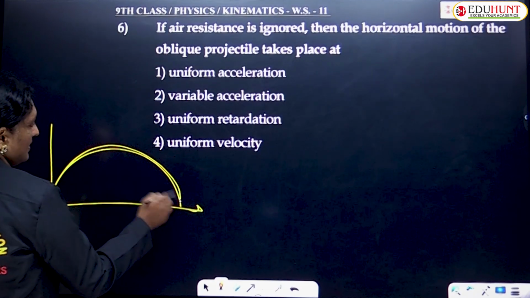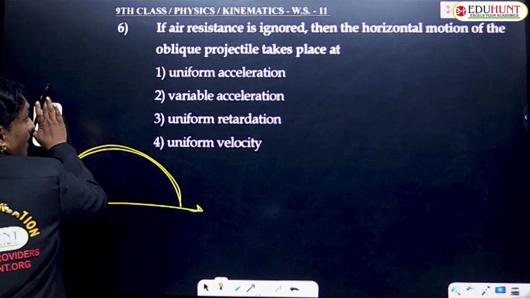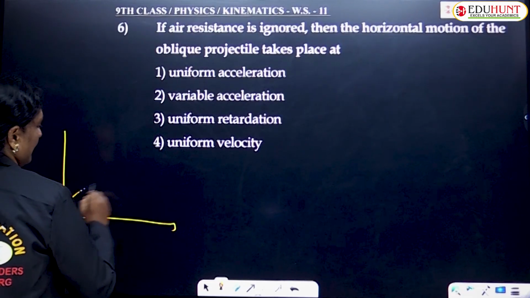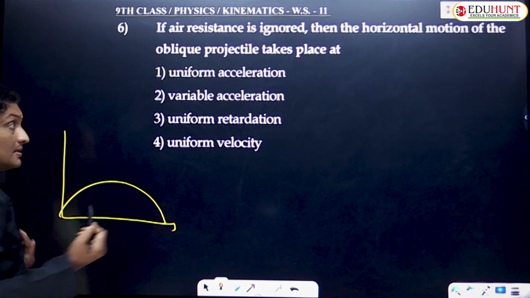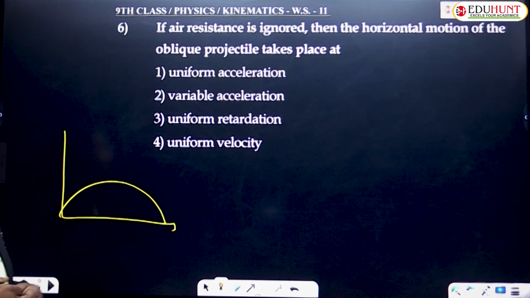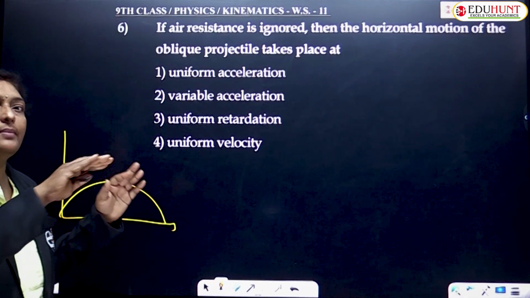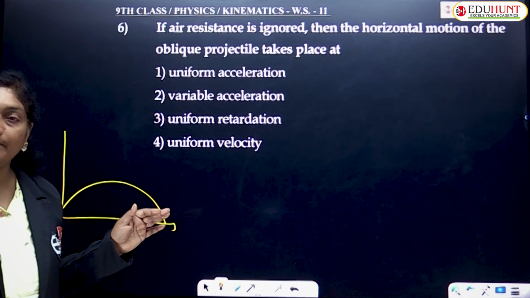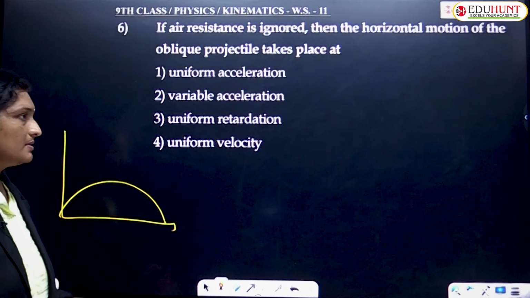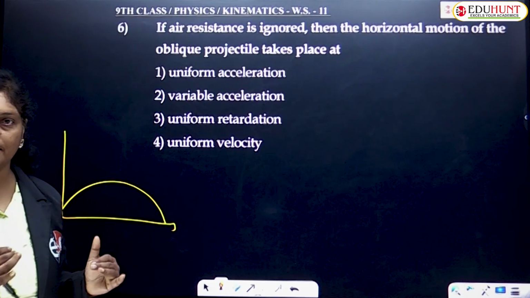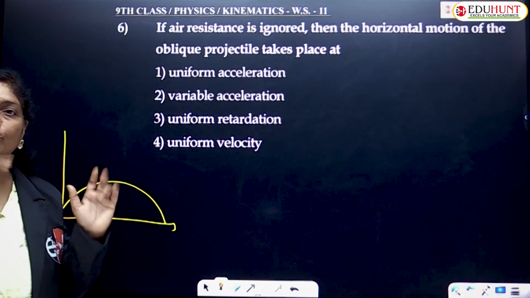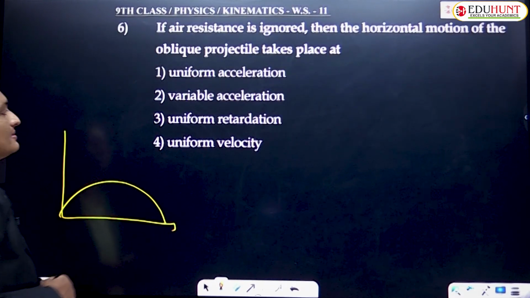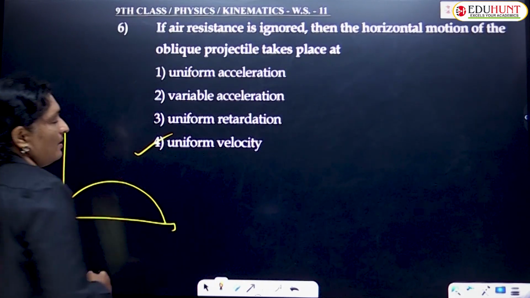This is called an oblique projection. The whole journey takes place without air resistance. Then how does the body move without air resistance? The body will move with uniform velocity. That's it. The speed doesn't decrease. The body completely moves with uniform velocity whenever the air resistance is ignored. Hence, option number 4.